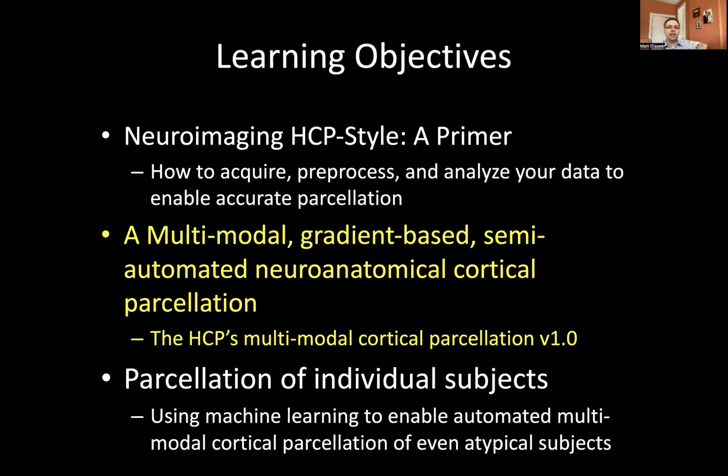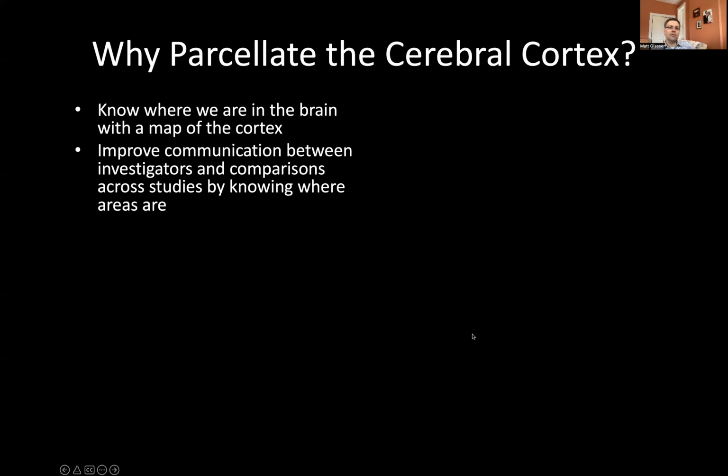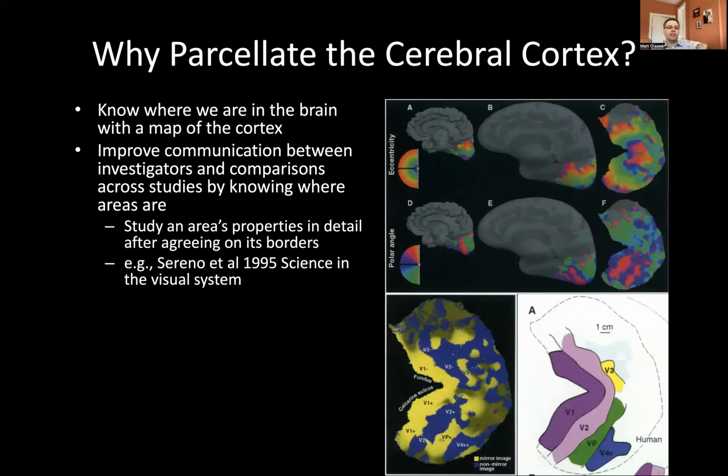All right, so let's talk about a multimodal gradient-based semi-automated neuroanatomical parcellation, basically the HCP's multimodal parcellation version 1.0. Well, we could take a step back, and other folks in the session have likely also discussed this question. Why parcellate the cerebral cortex? Well, it helps us to know where we are in the brain if we have a map, and it helps communication between investigators and aids comparisons across studies. If we can agree on an area's boundaries, we can study its properties in detail.